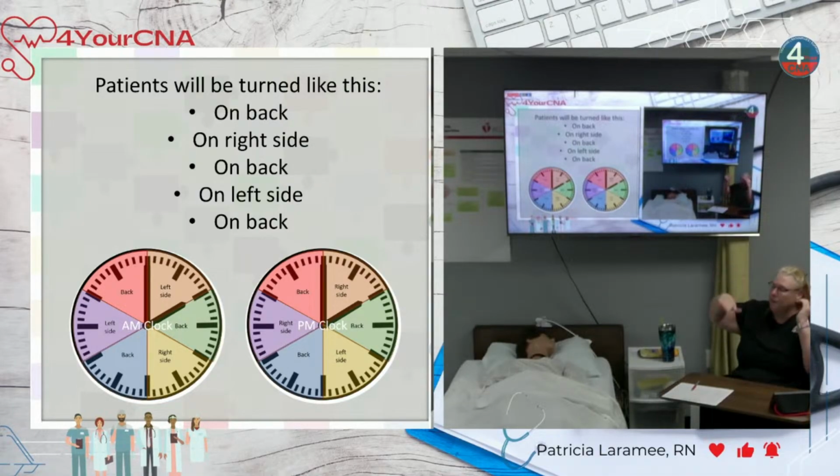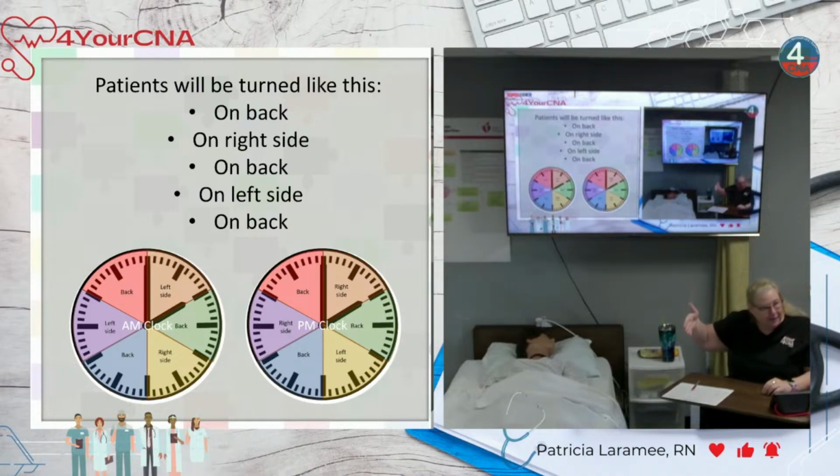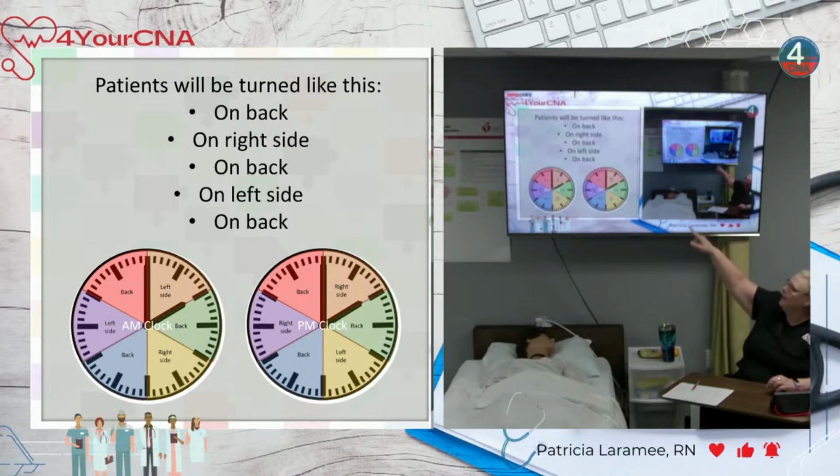So we go back, side, back to their back, 2 hours later, their left side, back to their back, 2 hours later, the right side, 2 hours later, back to their back, left, back, right, back, left, back. And we end up with something like this. This is called a turning clock. CNAs are allowed to make these and put them in the room. If there isn't a turning clock on the wall for somebody that needs to be turned, you can make these and put them in the room.